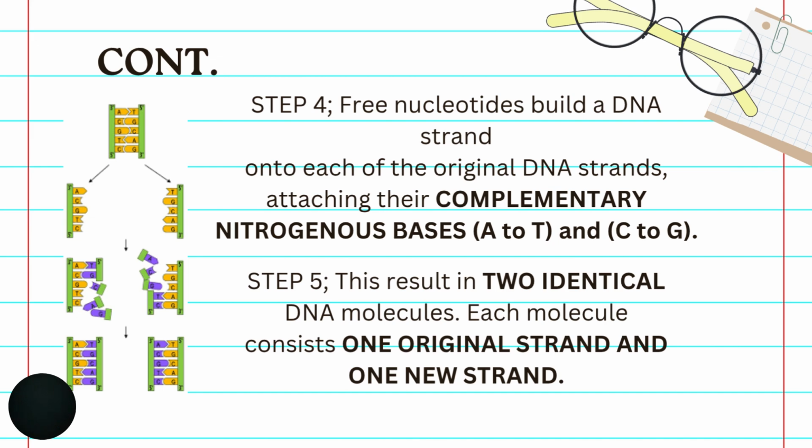Adenine will bond with thymine, cytosine will bond with guanine. Those will be building up on each of the strands to form the complementary strand. This will result in two identical DNA molecules made, each consisting of one original strand and one new strand. If you zoom in on the picture that I have attached, you can pause the video and look at the picture.